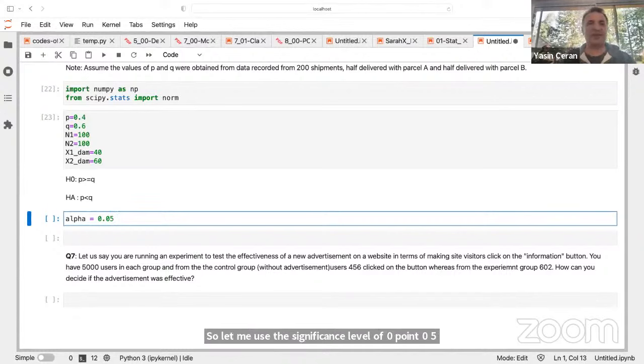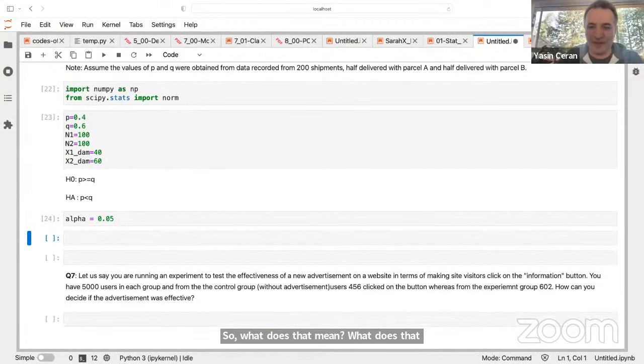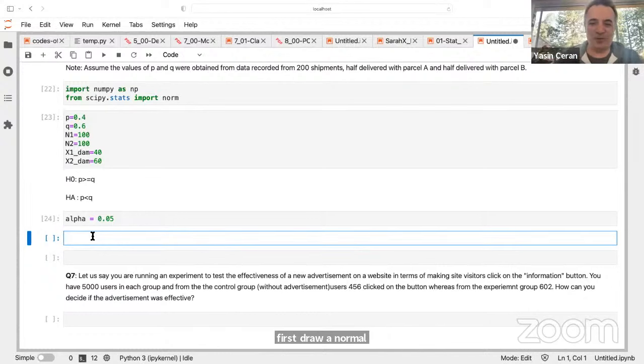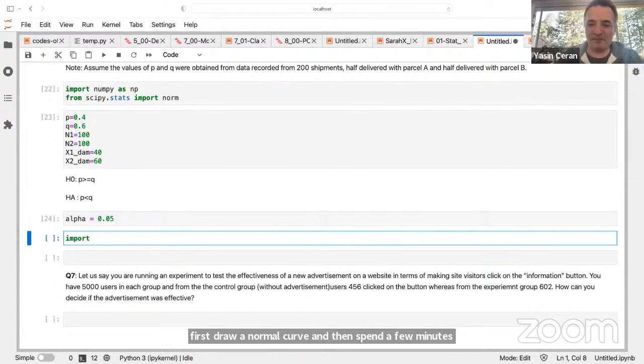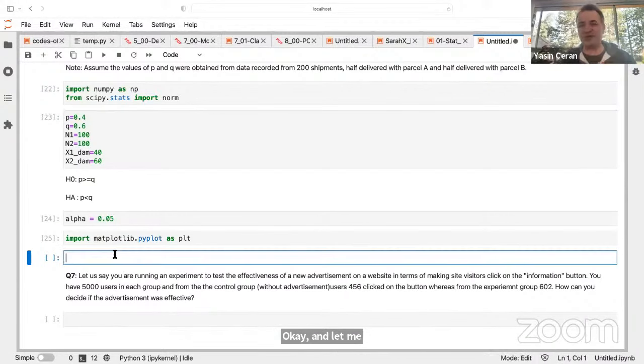To explain this, if you allow me to draw a normal curve. Let me first draw a normal curve and then spend a few minutes on explaining what that means. For that, I will be importing matplotlib as plt. Let me first import this, so you know that I will be using this to plot.